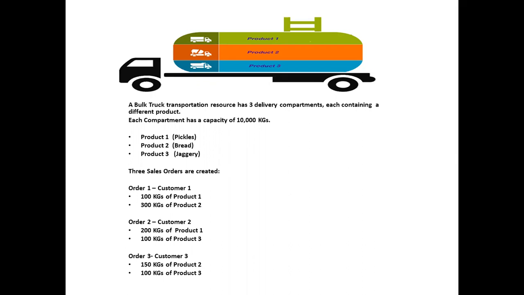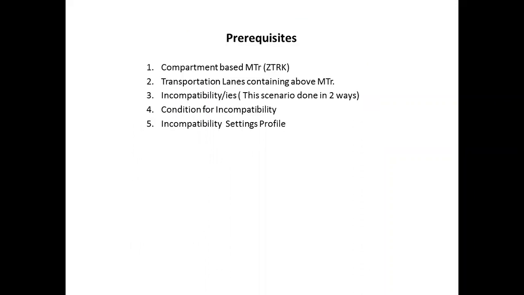So the whole idea is, if product one, for example pickles, has been planned in one compartment, then none of the two products must be planned in the similar compartment. So I'm going to execute this by the use of incompatibilities. And for that, what I have done, I have created a compartment based means of transport and I have assigned a resource to it. Then I have created transportation lanes containing the above means of transport.